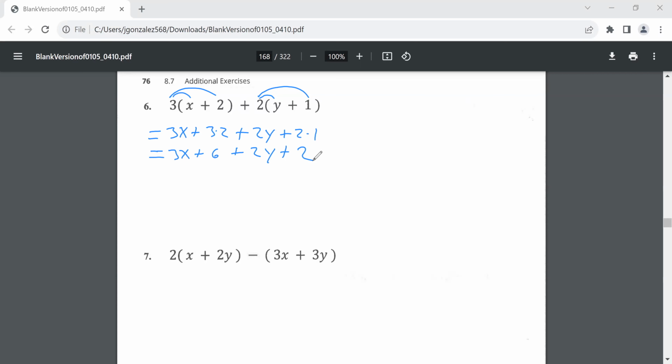We did the distribution. Do you see any? The numbers, yeah, just the constants, right? I'll just put these in the front. They're not the same. 6 plus 2. And that's it. Any questions on 6? Distribution, okay? 3 times 2. Be very careful with the signs. 6.